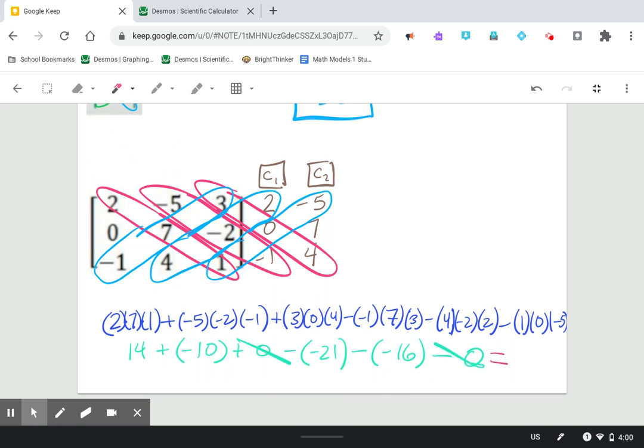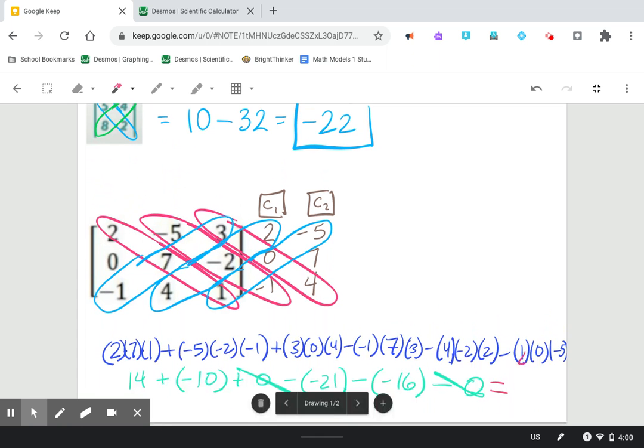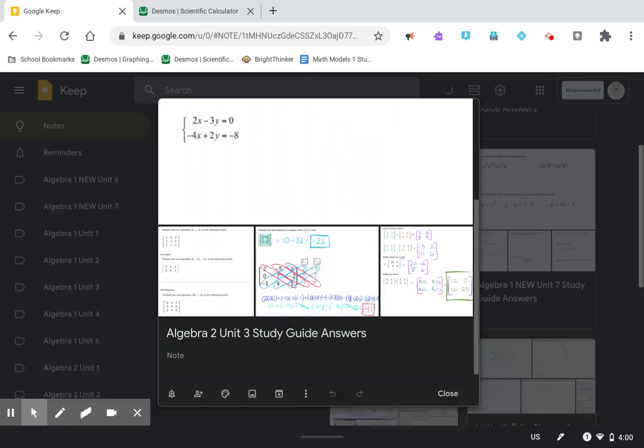And then we need to work all this out and add it up to one final number. Let's see what we get. 14 plus negative 10, that's going to be 4 minus negative 21. So that's actually going to be plus 21. That's 25. And then again, plus 16 is 40. Oops, sorry about that. Is 41. Feel free to use the calculator as much as you need to in that problem. And again, watch the video for more examples if you're not sure you remember how to do determinants.